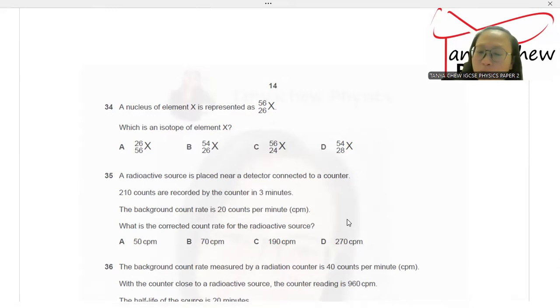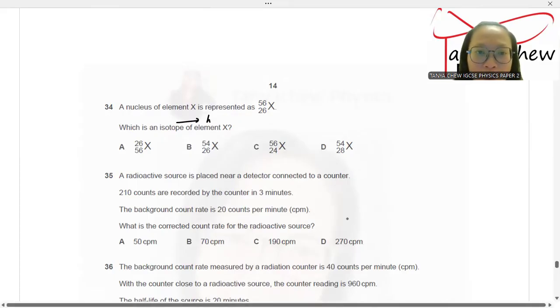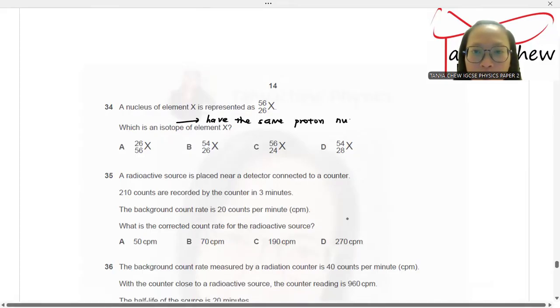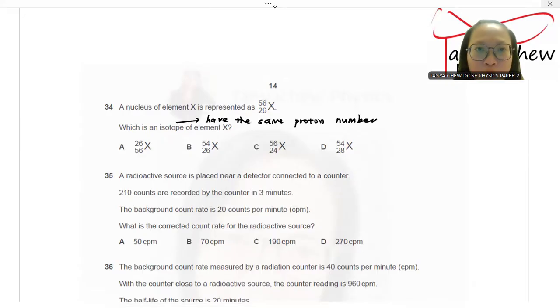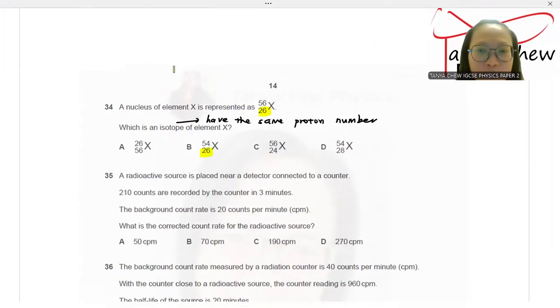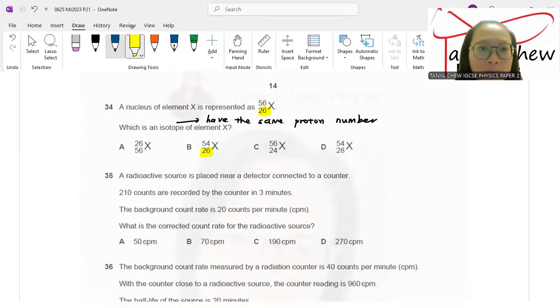Number 34, a nucleus of element X is represented as 56/26 X. What is an isotope of element X? Remember, isotopes have the same proton number. Where is our proton number? Proton number is actually here. This is called proton number. The one that has the same proton number is B.